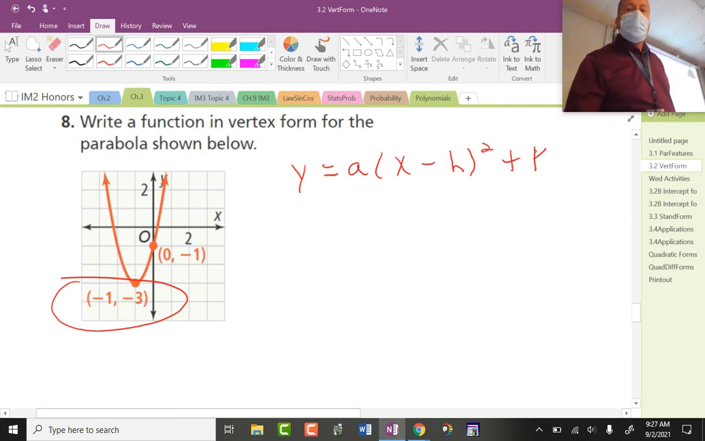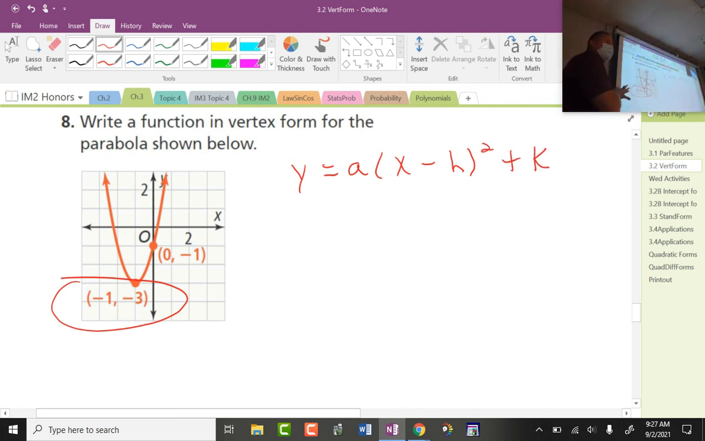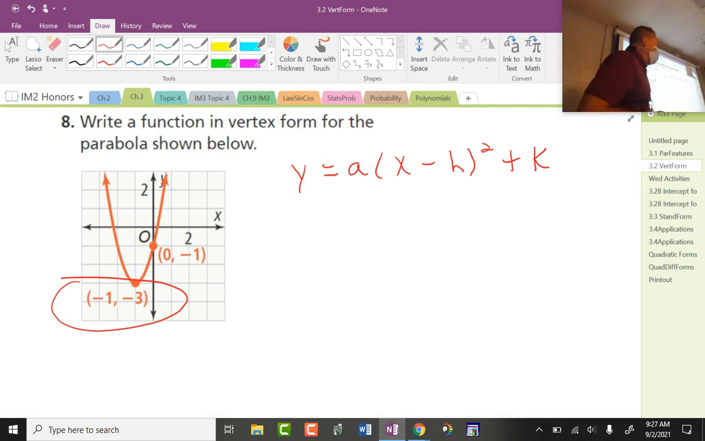So that's the one that I'm going to access. This is the vertex, so I'm going to use vertex form. You probably could come up with the A right away, but don't do that right now. By the way, what do you think A is going to be? 2, because it goes up, but we'll prove it.